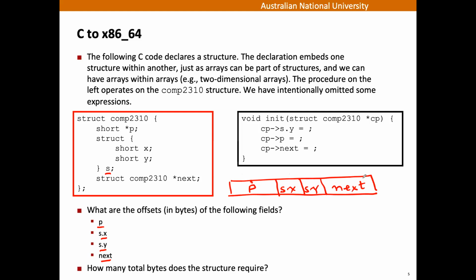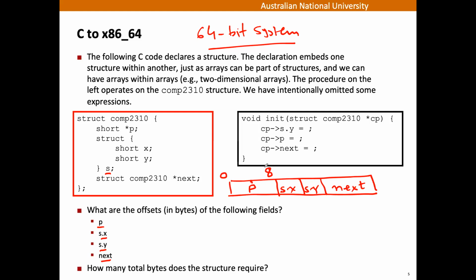So how many bytes are taken up by P? This is a 64-bit system. So how many total bytes are there in the struct, and how many bytes are taken up by each of the fields in the struct? So how many are taken up by P? Eight bytes. All right. The exam is in, if my watch is correct, in less than 20 days.